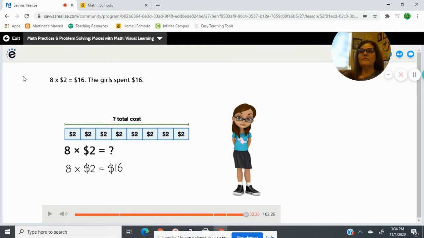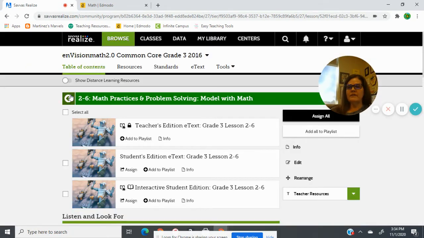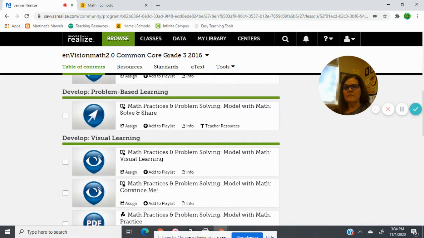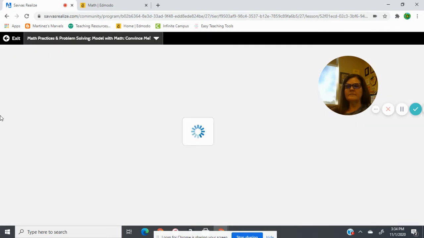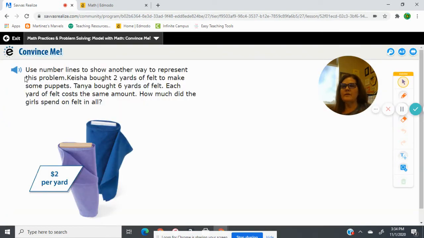Okay, so modeling with math and showing your work and showing how to solve it, especially if you're going to take more than one step. Let's go to our Convince Me. Okay. So at the bottom of your book, page 92, we're going to do this problem. Use number lines to show another way to represent this problem. Keisha bought 2 yards of felt to make some puppets. Tanya bought 6 yards of felt. Each yard of felt costs the same amount. How much did the girls spend on felt in all?